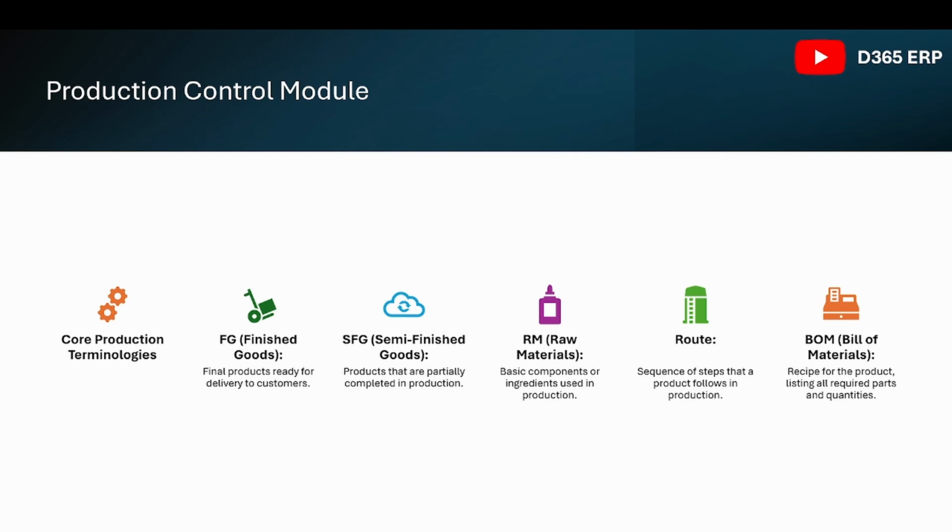Next up is a BOM, or bill of material. This is like a recipe for making the product, listing out all the parts, quantities, and raw materials needed. Imagine it's like a shopping list that ensures we have everything we need before production starts.